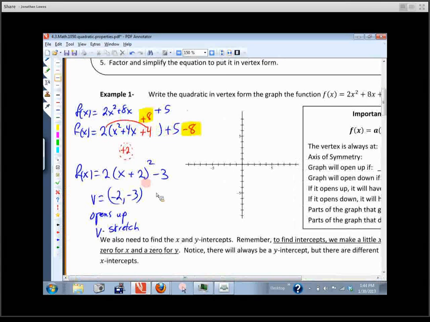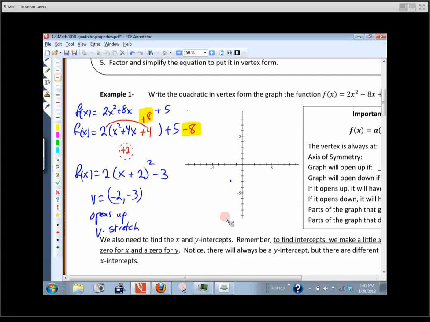So the vertex is at -2, -3, so we're right here. It opens up, so we're looking for a parabola that looks something like this. And it's been vertically stretched. So I'd normally go over 1 and up 1. I'm going to go over 1 and up 2. Same thing on the other side. I normally go over 2 and up 2 squared, so up 4. I'm going to go up twice as far as that. So I'm going to go up 8, and that's going to put me right here. And then same thing over here.